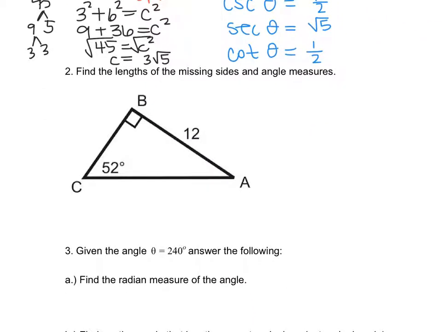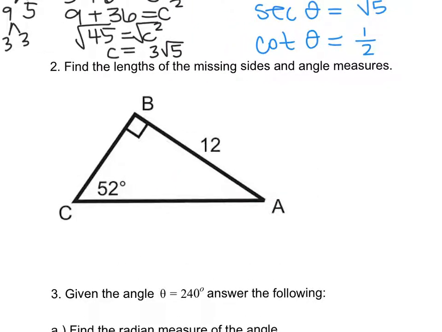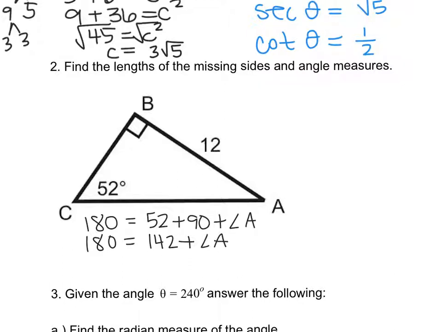Number 2, we want to find the lengths of the missing sides and angle measure. So based on this picture, it's going to be easiest to find our missing angle measure first. So we know the angles in a triangle sum to 180. So I know 180 equals 52 plus 90 plus the measure of angle A. So that gives me 180 equals, and then 52 plus 90 is 142 plus angle A. Subtracting 142, angle A equals 38 degrees.